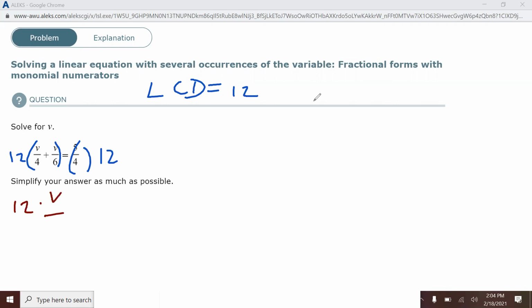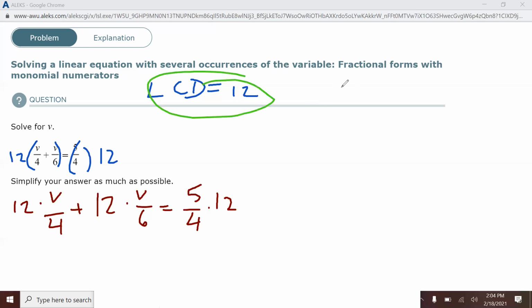12 times v over 4 plus 12 times v over 6 equals 5/4 times 12. Now we get to have some fun and cancel stuff. Because we multiplied both sides by the least common denominator, all denominators should cancel away now. 4 divides into 4 once and into 12 3 times. 6 divides into 6 once and into 12 twice, and I get that over there.